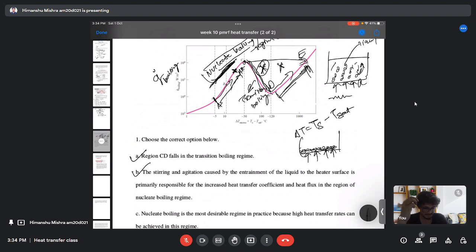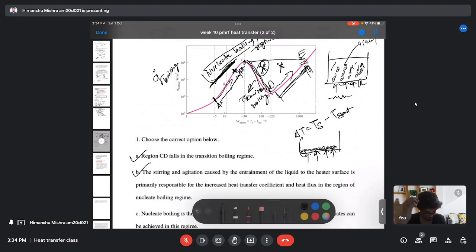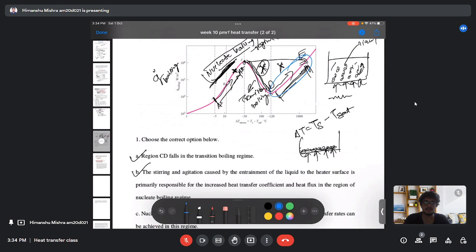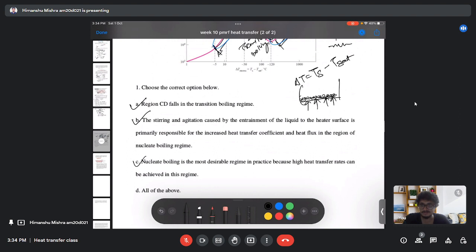And at DE, the system breakdowns usually happen due to very high temperature. So nucleate boiling is the only region where my heat transfer rate or heat transfer coefficient increases, and it is therefore the most desirable region. So again, my option C is also correct. So the correct option is D, which indicates that all my options are correct.